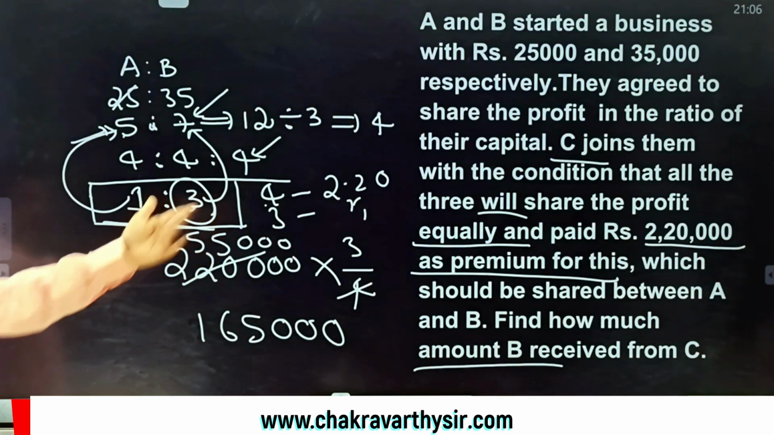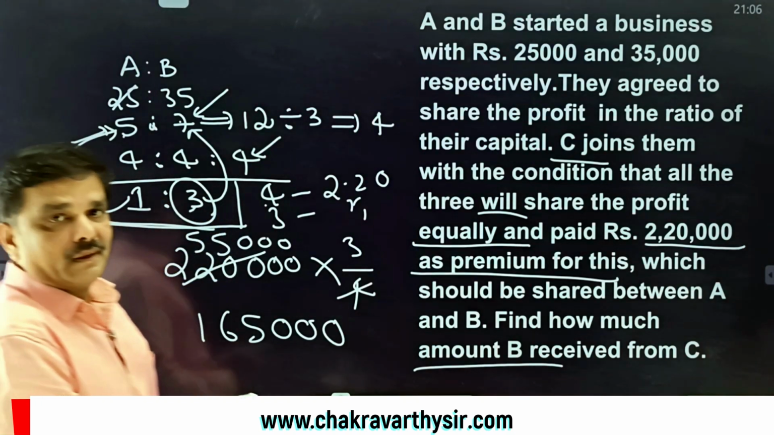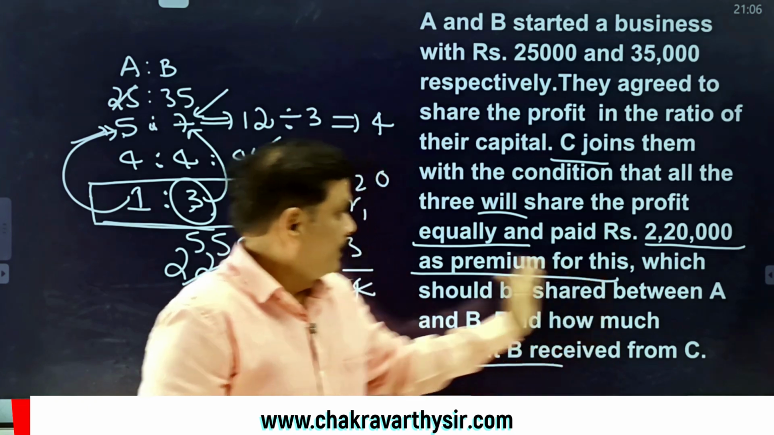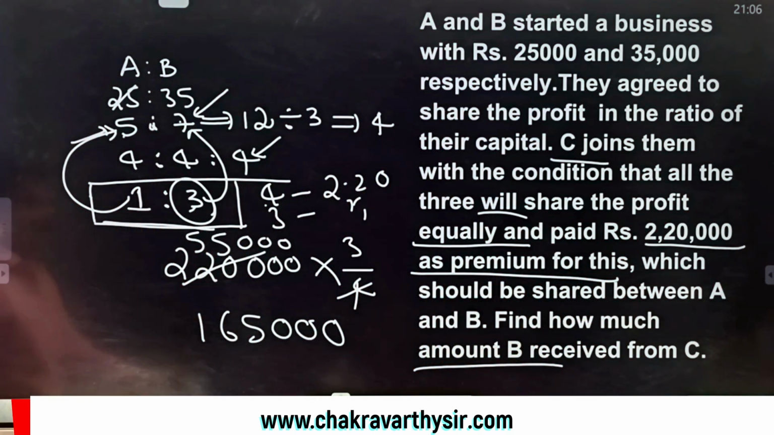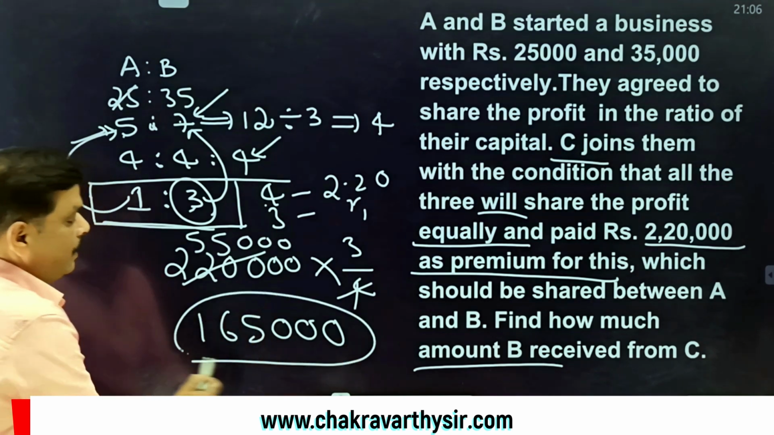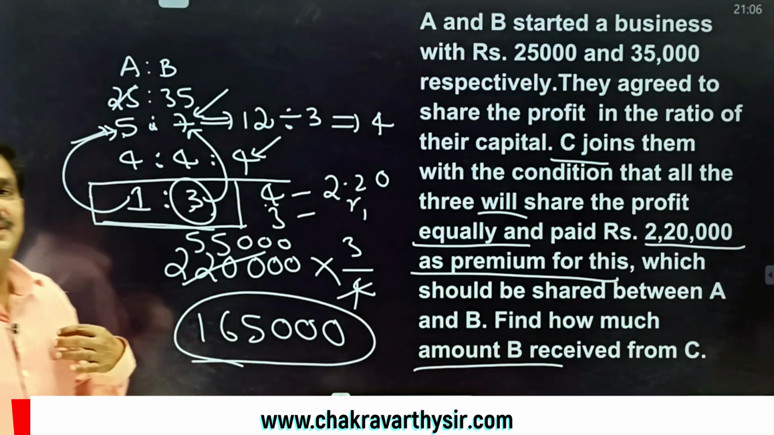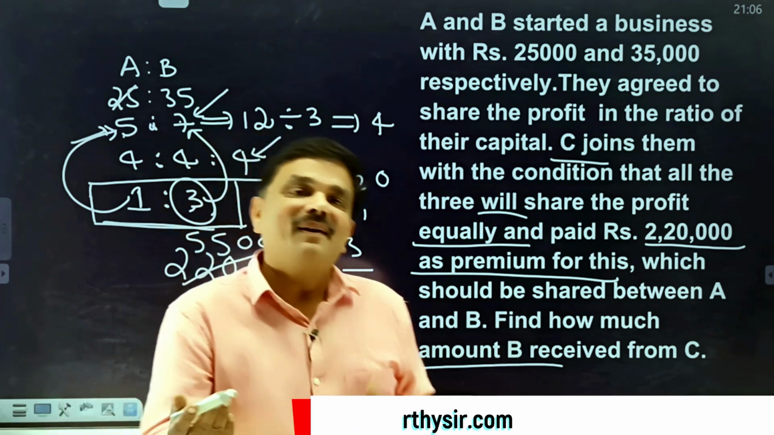1,65,000. So I have not given the options here. So you just take the answer directly, and the options are not there. If any option is given there, you would have gone for this one. 1,50,000, in which option they have given, that's going to be your answer.